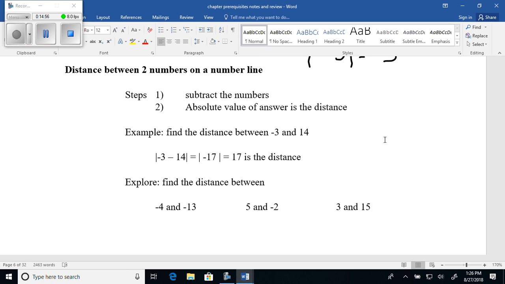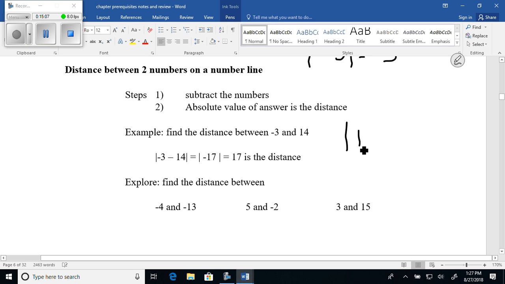Okay, the distance between negative 3 and 14. How would you do that? It's 17. We subtract the negatives, so 14 minus negative 3, the minus a negative becomes a plus, which is 17. The absolute value of 17 is 17. That's totally fine.